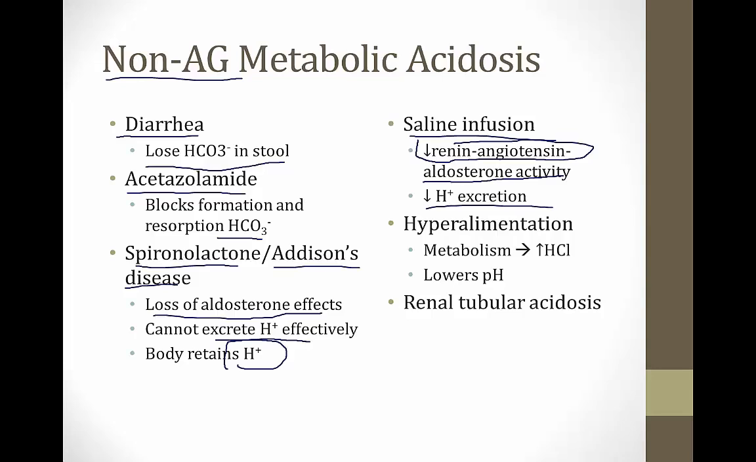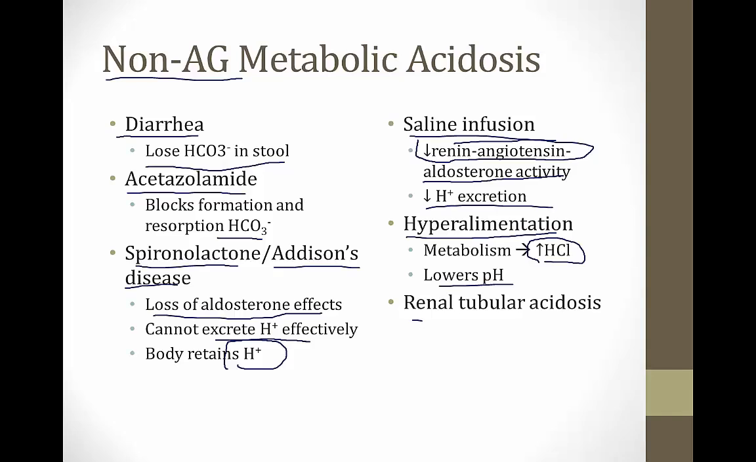Patients who are receiving intravenous nutrition, that's called hyperalimentation, can get a metabolic acidosis. This is because the metabolism of some of the nutrients in hyperalimentation create hydrogen chloride, which is acid, and this lowers the pH. This is often offset by adding bicarb to the intravenous nutrition for hospitalized patients.